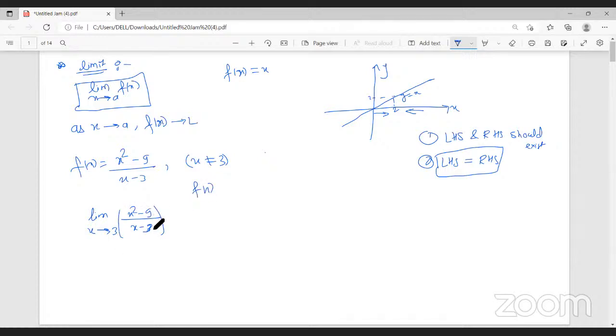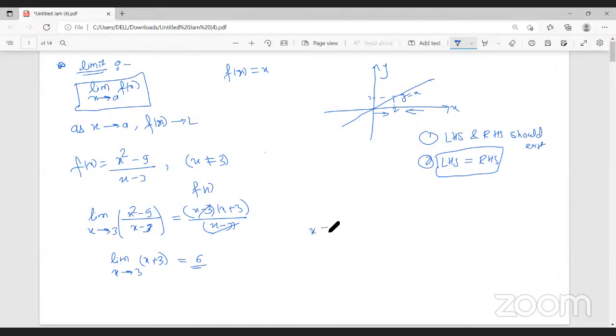We just have to calculate that. I can write x square minus 9 as x square minus 3 square. So I can write it as x minus 3 times x plus 3 upon x minus 3. So this will get cancelled. So limit x tends to 3 of x plus 3. When I put the value of x here, it will be 6, right? My function is not defined at x equal to 3, but when x tends to 3, our function value will reach 6.